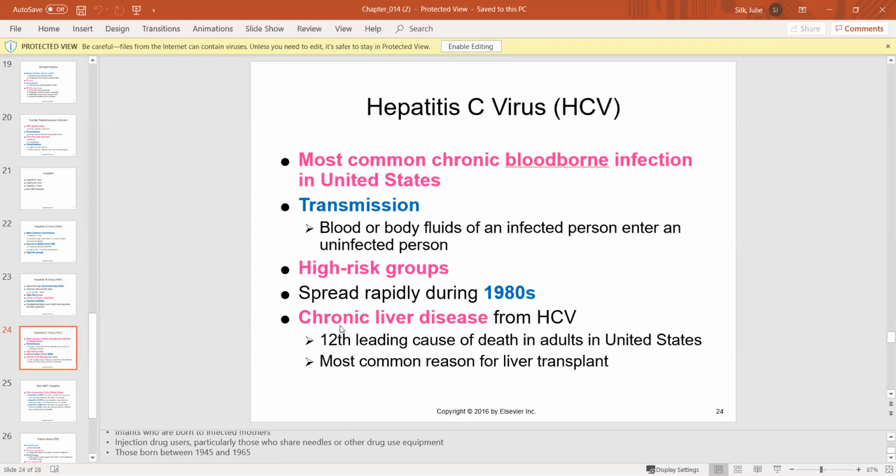So this spread rapidly during the 1980s, and this is a chronic liver disease. It's the 12th leading cause of death in adults in the United States, and it's the most common reason for needing a liver transplant because over time it just messes your liver up. It won't work well anymore at all.